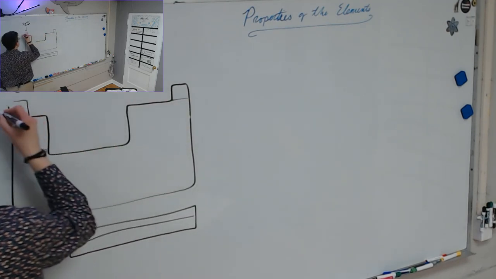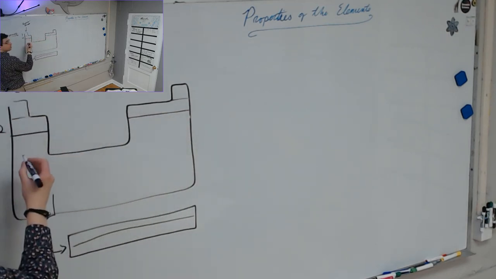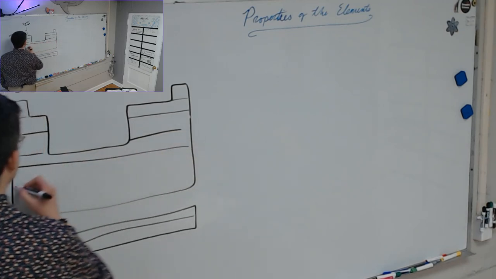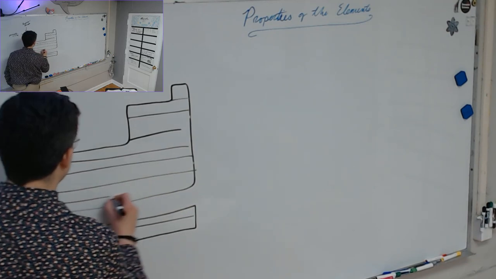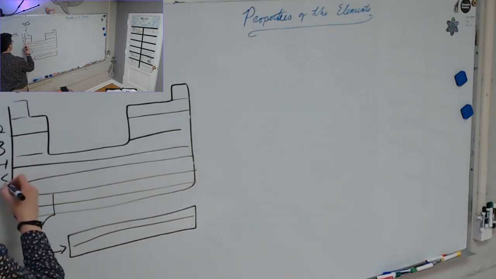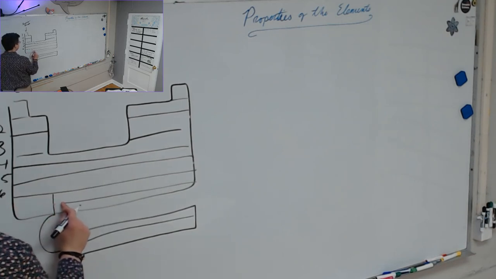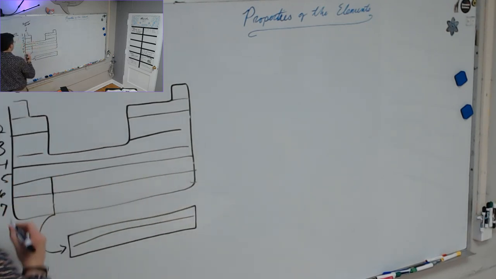The first one is number 1. Second one is number 2. The third one is number 3, 4, 5, 6, 7. Oh no! I drew 8 because I drew 7 lines, which makes 8. Oh, what an idiot. Okay.